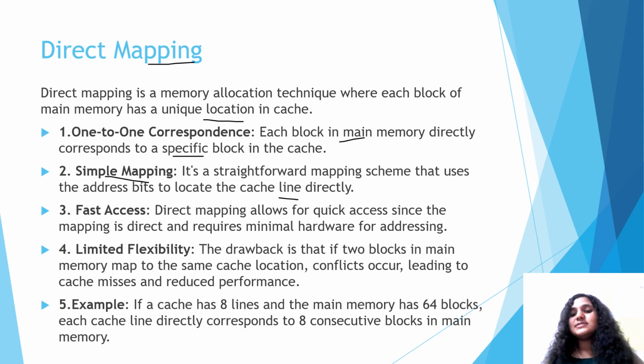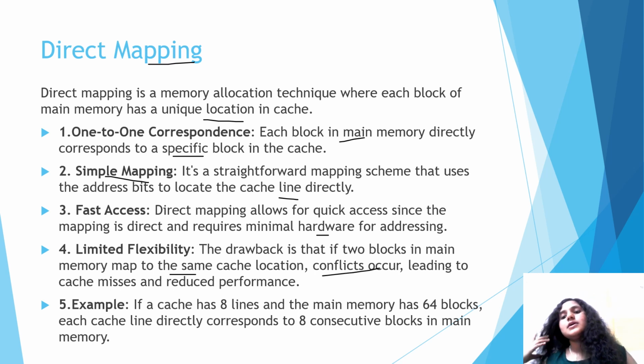Here the access is very fast and needs minimal hardware for addressing. Next, limited flexibility, the drawback. There is a drawback for the direct mapping. So what is the drawback? If two blocks in main memory map to the same cache location, if they are pointing to the same cache location, conflicts occur.